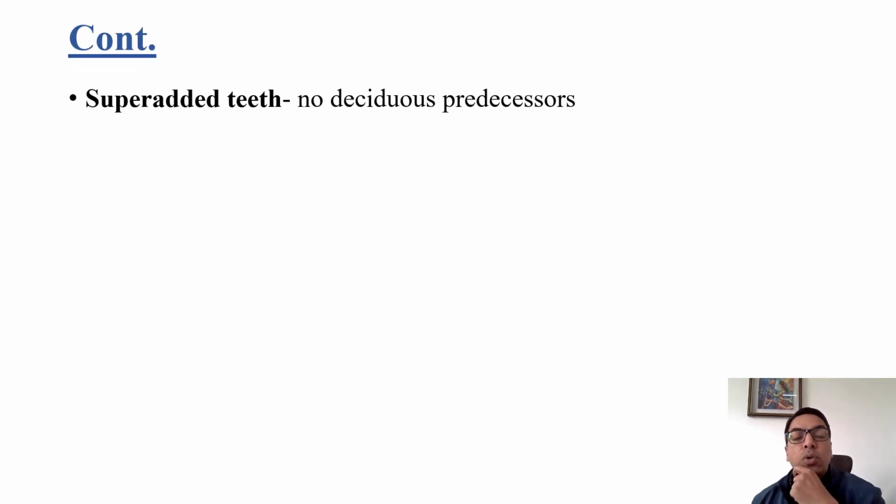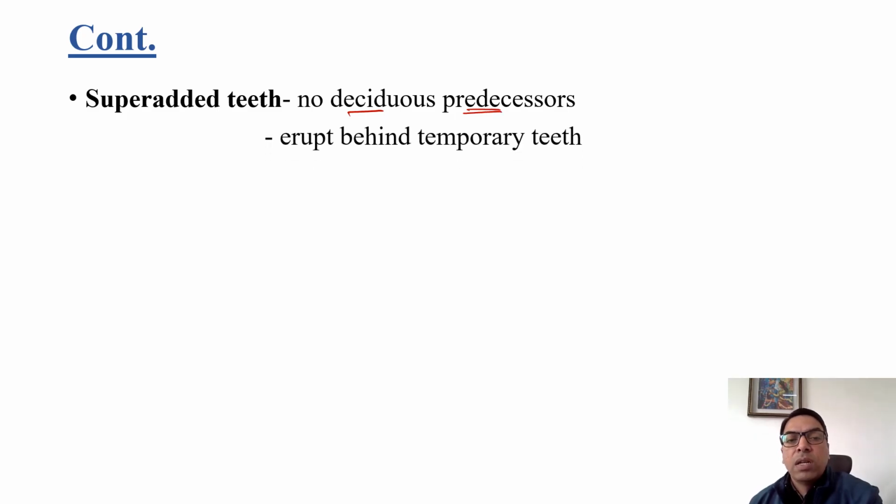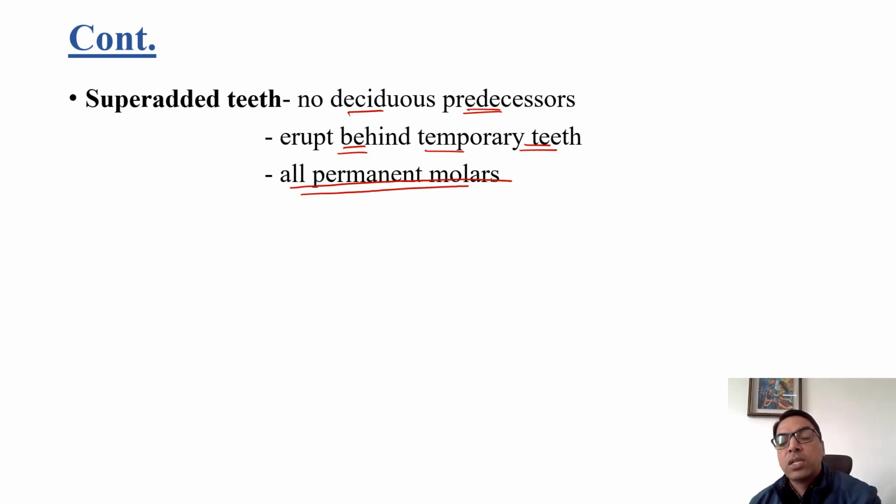Now we discuss 2 important terms. First is superadded teeth. These are the teeth which have no deciduous predecessors. That means they didn't have any space. They erupt behind the temporary teeth, but not in the place of temporary teeth. And these are all permanent molars, which are superadded teeth.